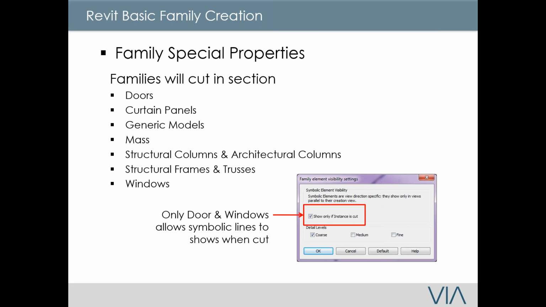Now, there are also special family type properties, okay? If you notice the object highlighted in red, this option only shows up in certain family categories. If you choose door, curtain walls, generic model, mass, structural column, architectural column, structural trusses, and window, well, one thing I forgot to add in is site. Site is also part of this. You will get to see this particular option. The rest of the categories will not show it. If you choose, let's say, furniture, this will not show up.